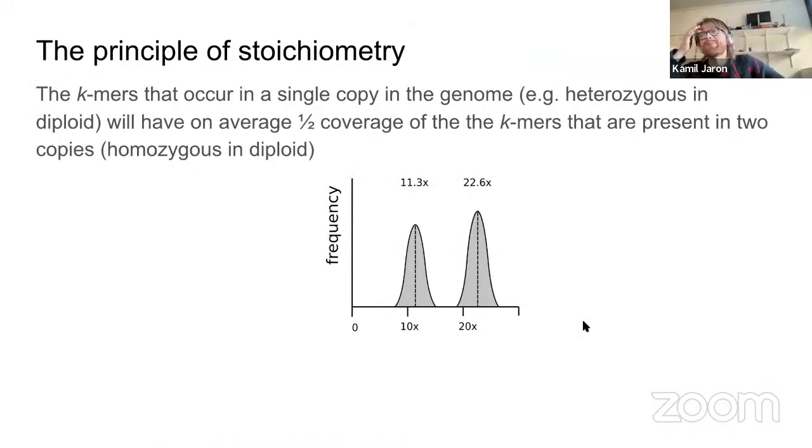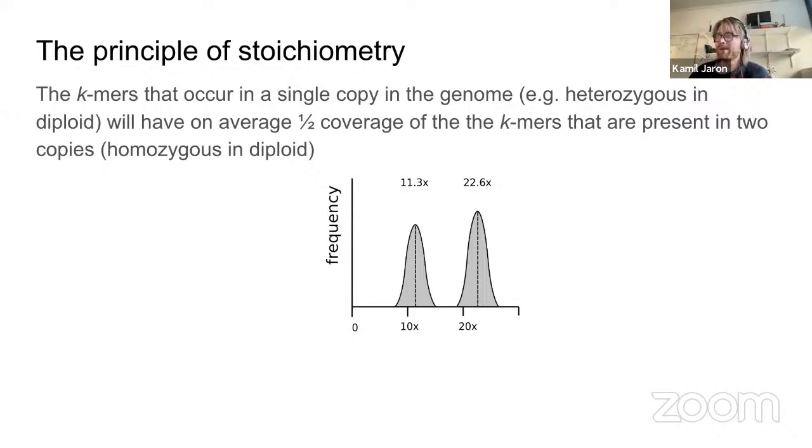And the second thing I would like to cover while we are looking at these plots is the principle of stoichiometry. I don't know how much I can emphasize this, or how much I should. I actually think I should a lot, because this is the bit people don't really appreciate. The k-mers that occur in a single copy in the genome will have coverage that is half of the k-mers that are present in two copies. So those are homozygous. I would like this to be obvious and internalized. There must be absolutely no place in your mind for a doubt about that, right?